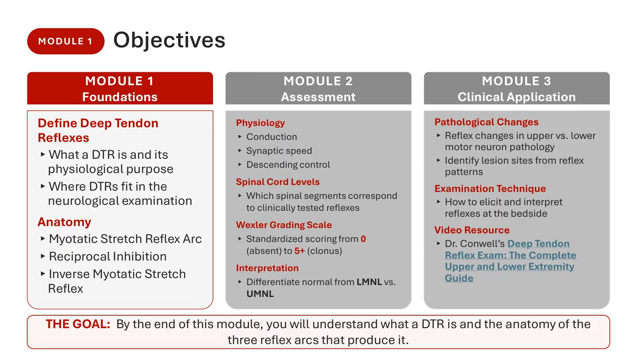This is the first of a three-part series on deep tendon reflexes, a complete review of the neuroanatomy, the neurophysiology, and the neuropathology, finishing with the clinical examination itself. Module 1 builds the foundation, what a deep tendon reflex is, and the anatomy of the three reflex arcs. Module 2 adds the physiology, the spinal cord levels, the Wechsler grading scale, and interpretation. Module 3 brings it to the bedside, pathology, localization, and examination technique.